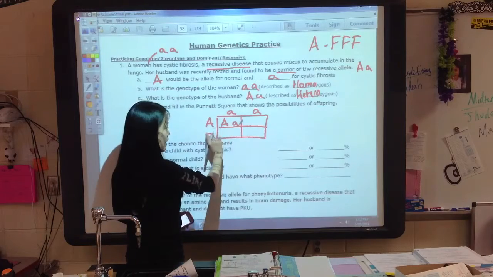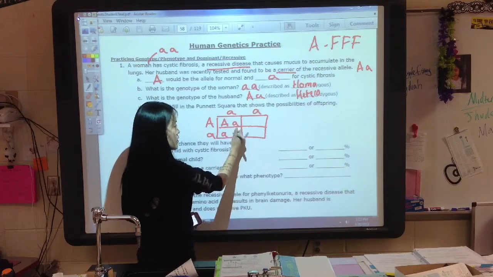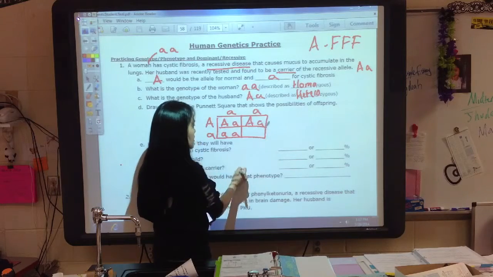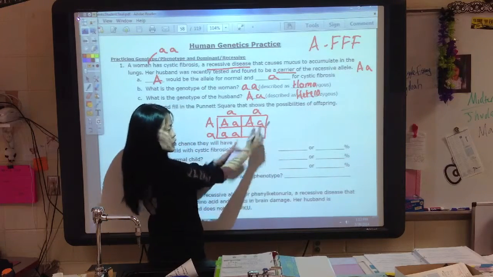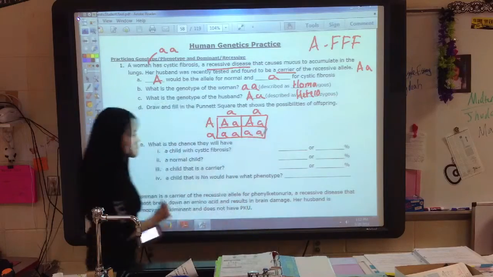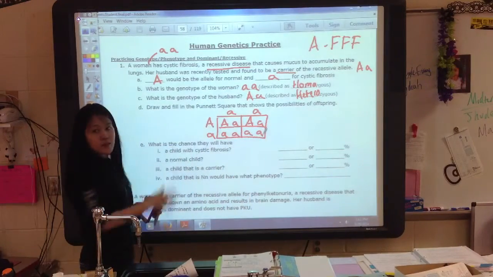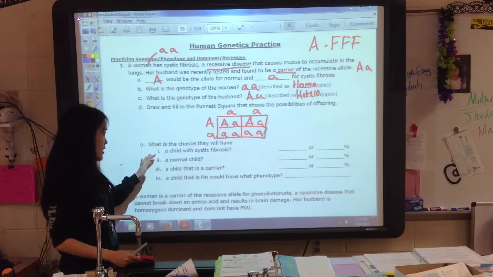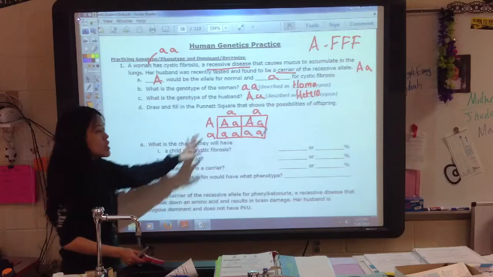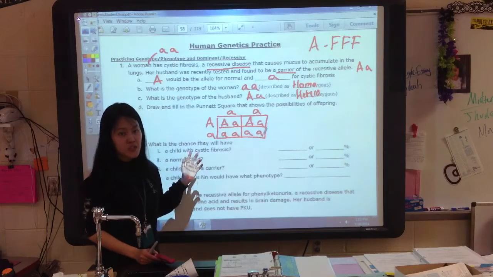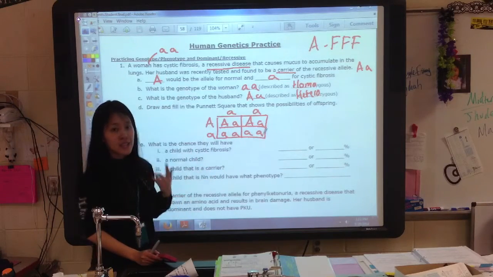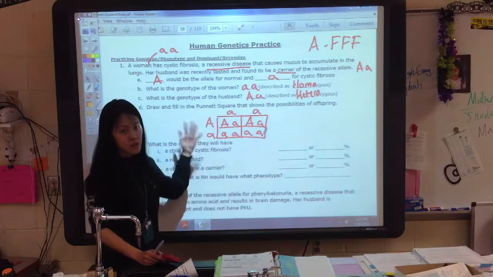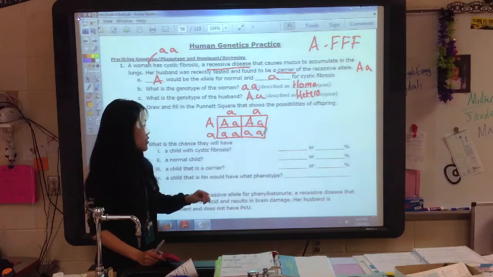Next box down, I have little a, little a. Next box across, I have big A, little a. And the last box, I have two little a's. Okay? Again, capital letter always goes first. Next, we have to answer what is the chance they will have. The Punnett square is giving you percentages. It says if this couple has a child, what is their chance of having the disease, not having the disease, being a carrier, not being a carrier.